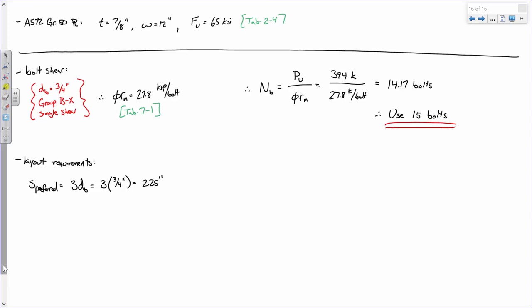Now, for the edge distance, we don't have a preferred edge distance. We just have a minimum or a maximum. So what would you use if you're trying to contain your connection? Minimum. Exactly. So use a minimum edge distance, sorry. And what is the minimum edge distance going to be? I don't know. That's a lookup, isn't it? You have to look up the minimum edge distance. You don't compute that. Table J3.4.